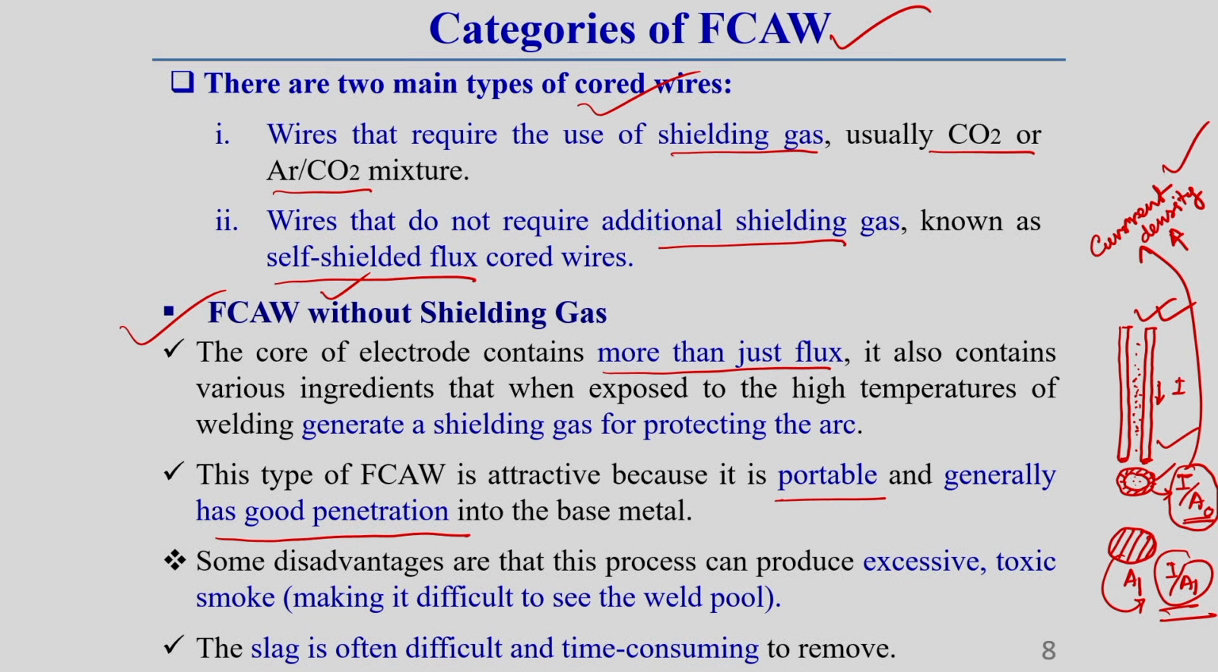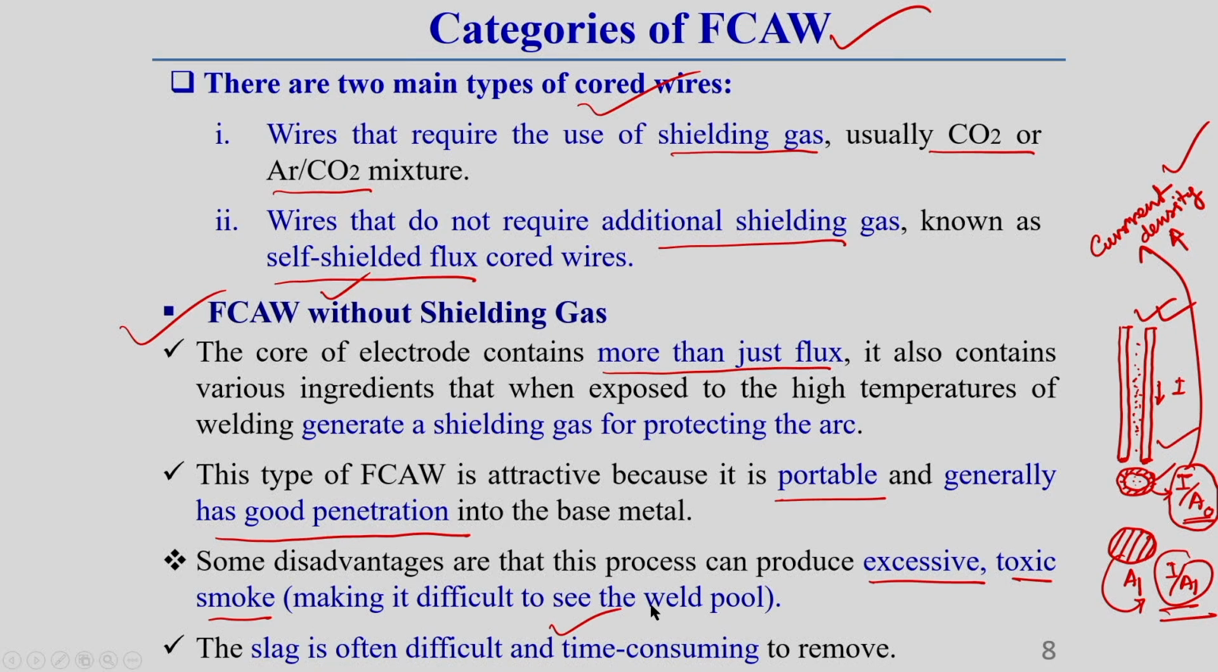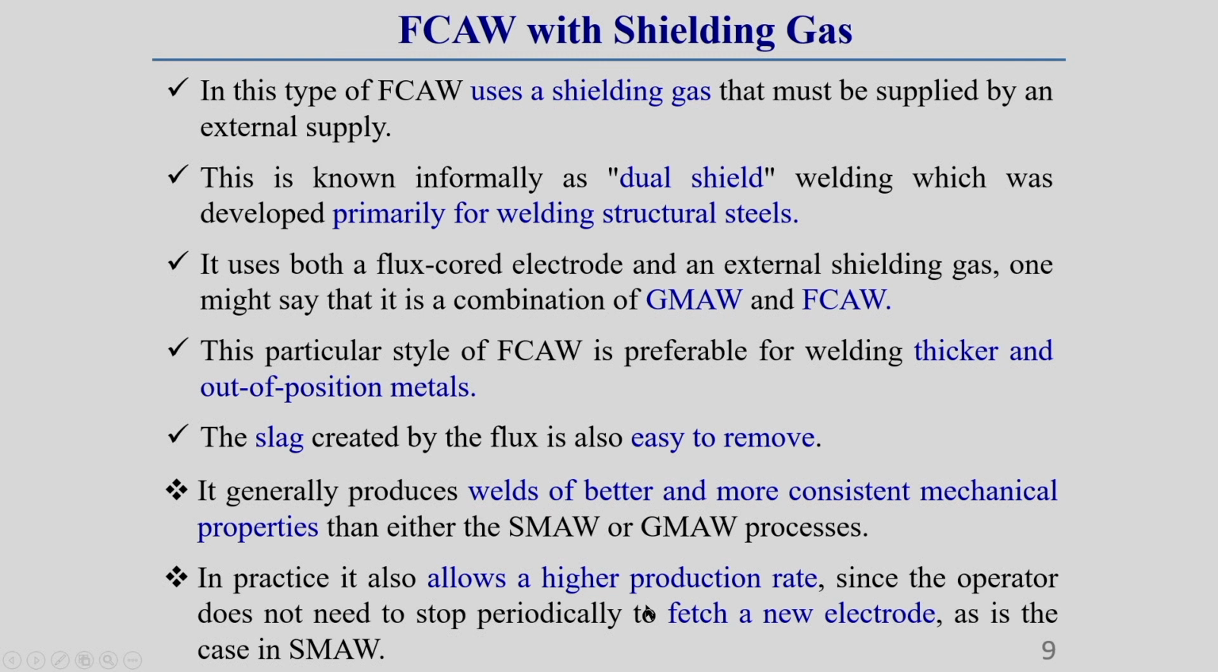Some disadvantages of this welding process: it generally produces excessive toxic smoke. And as flux is used, once this flux burns, it creates a slag layer over the surface of the weld. As I showed in the previous slide, that slag is often difficult and time consuming to remove.